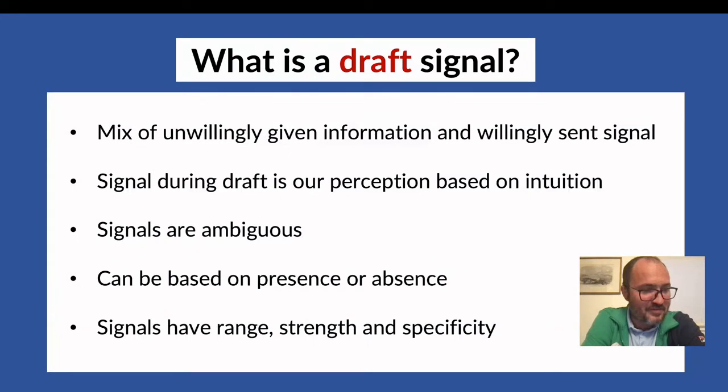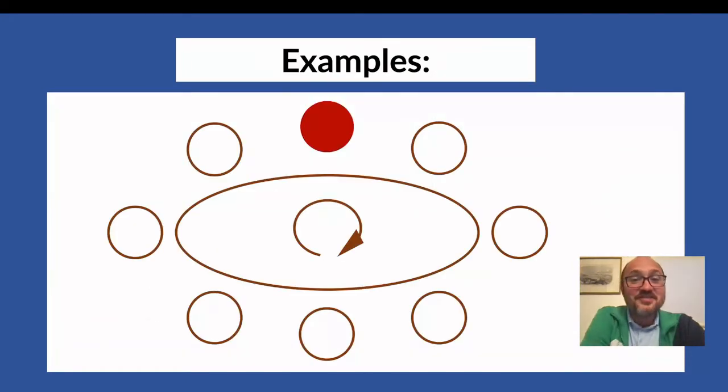Right, so let's give some examples. I hope that this is working. So this is a draft table. The red dot will be us. The direction is as follows.